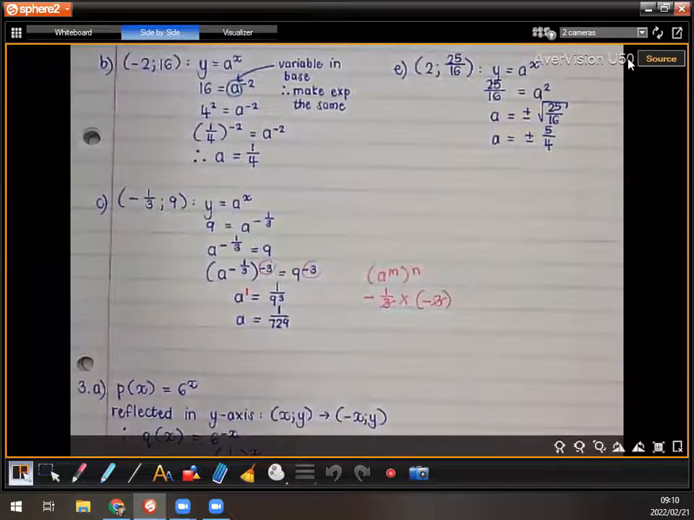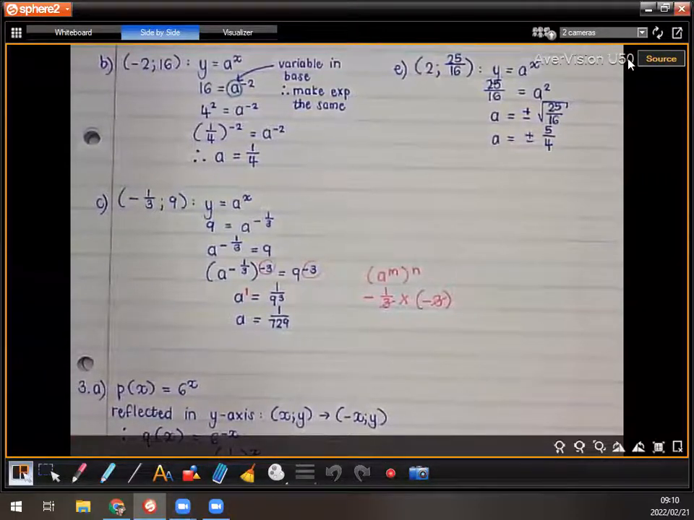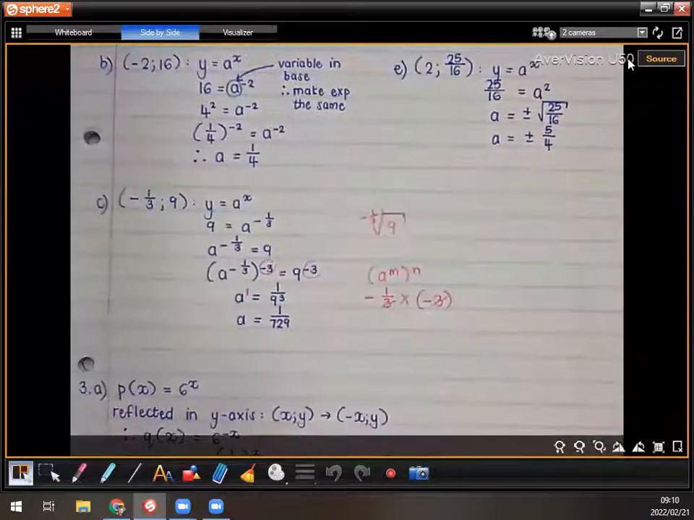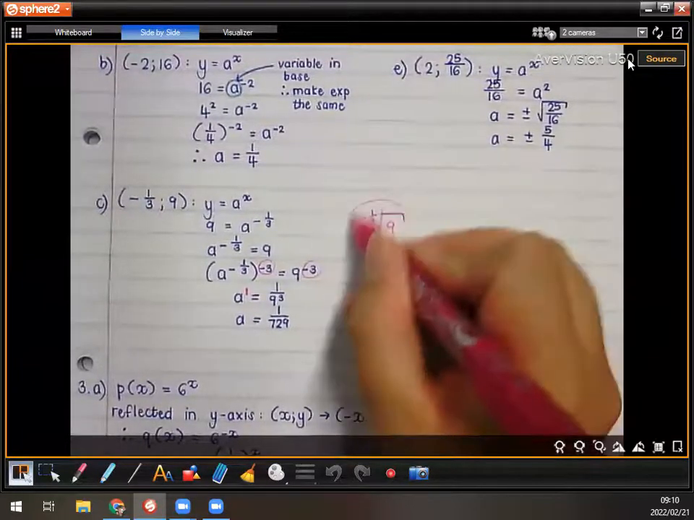What did you do? Did you just go from that to that? Using log. How did you put that into the calculator? You just try it out. 9 rooted with a negative 1 over 3. So like this. Like that. Just write that down then.